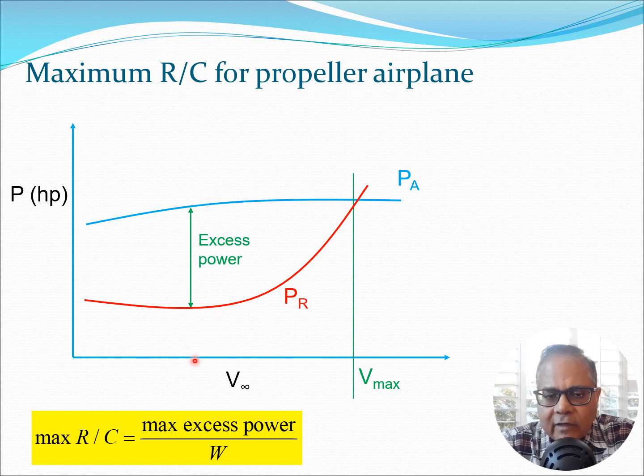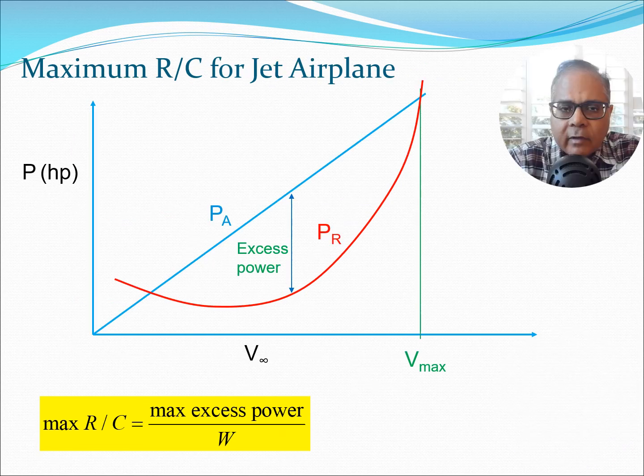So if at any velocity you want to find the rate of climb, you find the excess power and you divide it by weight. And so if you do this either graphically or numerically, you can find the location of maximum excess power from this graph, and then you can get the maximum rate of climb from that particular graph.